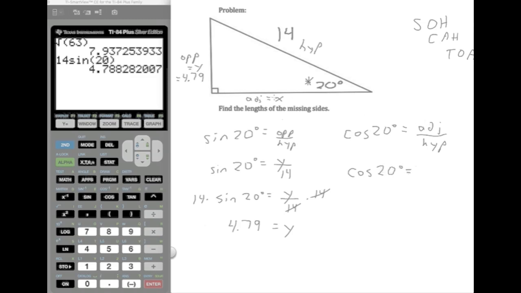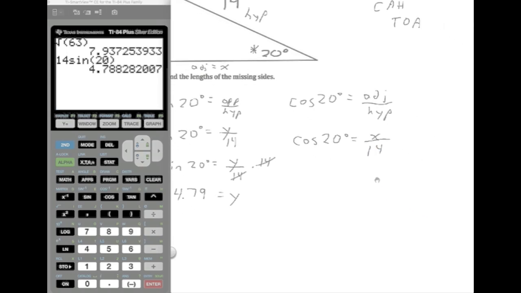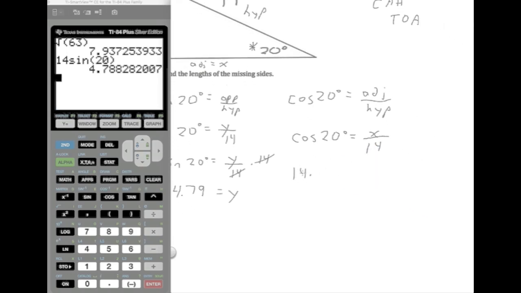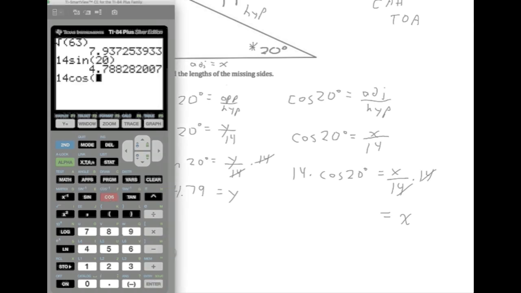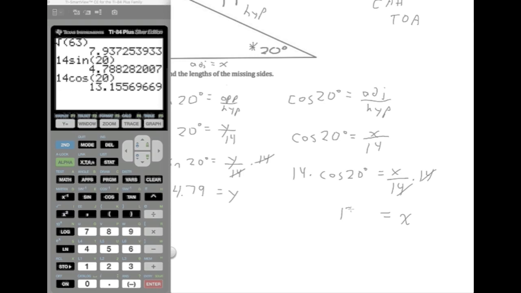So this will be x over our hypotenuse, which is 14. So then we need to multiply both sides by 14. So the 14s will cancel. And then here we can do 14 cosine 20. And we'll get 13.16.